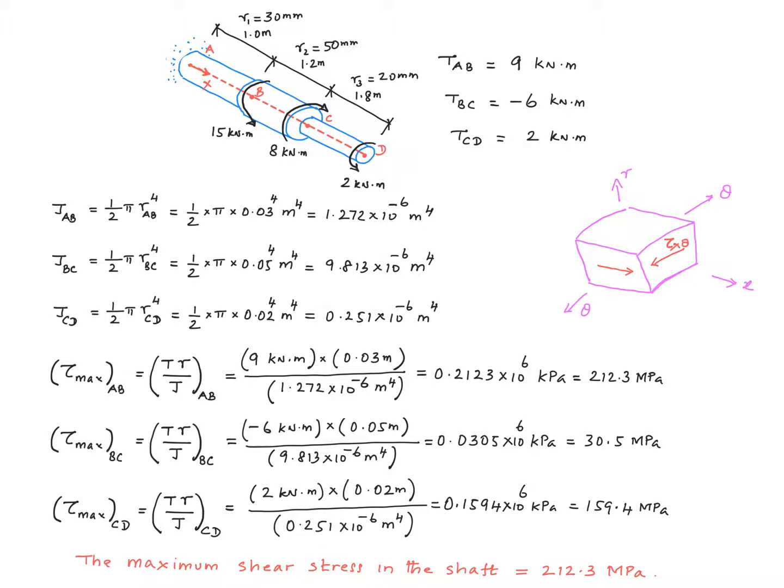Following similar procedure, I get a value of 30.5 megapascal for the shear stress in segment BC, and 159.4 megapascal for the shear stress in CD. So looking at these three values, it is clear this is the maximum of the three, right? And therefore the maximum shear stress in the shaft is 212.3 megapascal, and it happens to occur in segment AB.